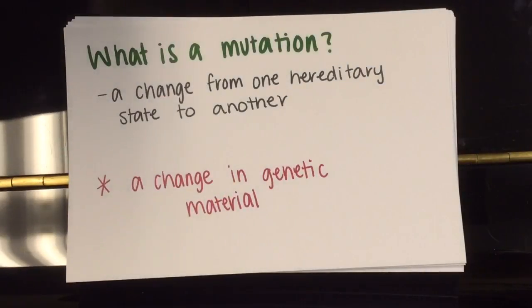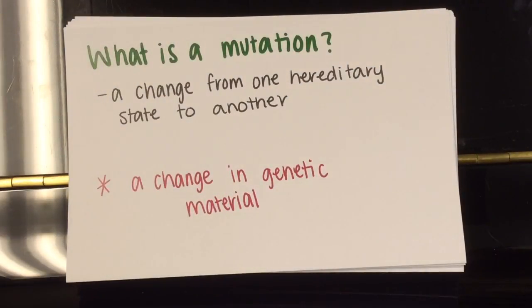According to the genetics lecture number 19 from April 5th, a mutation is defined as a change from one hereditary state to another. To me, that is still difficult to understand, so I made my own definition. A mutation can be defined as a change in a genetic material. Now, genetic material is kind of broad for a definition, so let's examine this a little further.